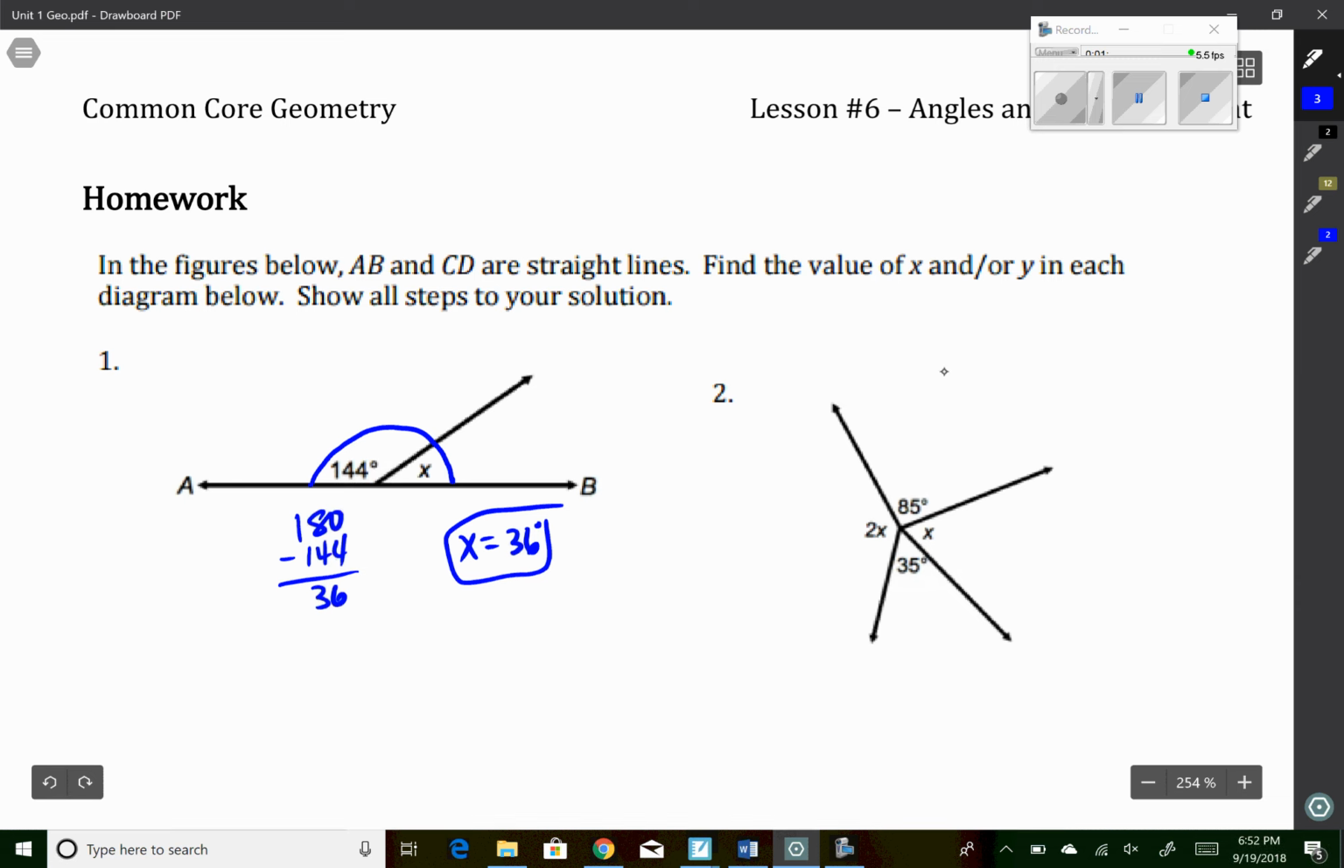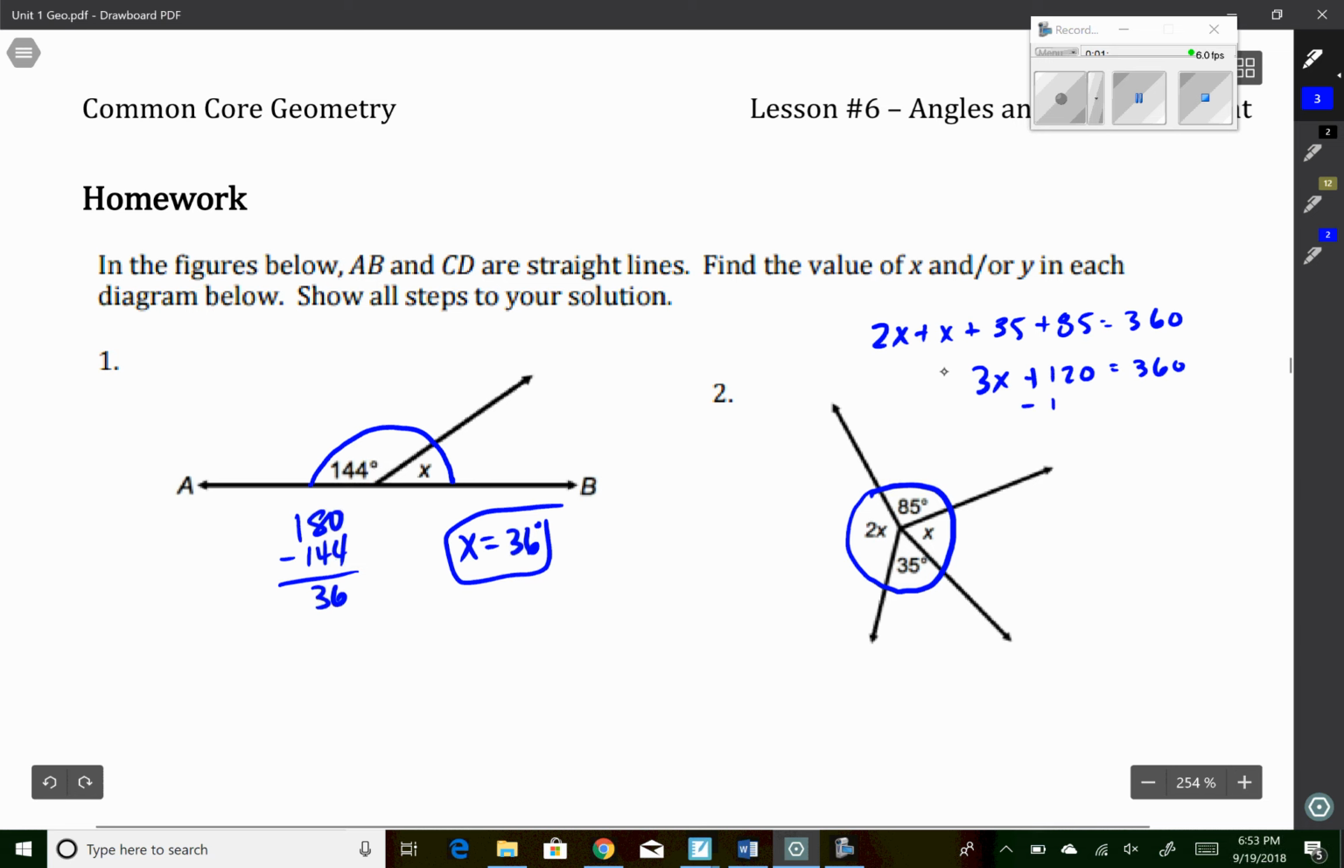For number 2, I see all 4 of these angles together create a circle, meaning these are all angles at a point. Meaning if I add them all up, I should equal 360. So I have 2x plus 1x plus 35 plus 85 equals 360. And again, like I said in class, this now just becomes an algebra problem. Do you remember how to combine like terms? 2x and 1x make 3x. 35 and 85 together makes 120.